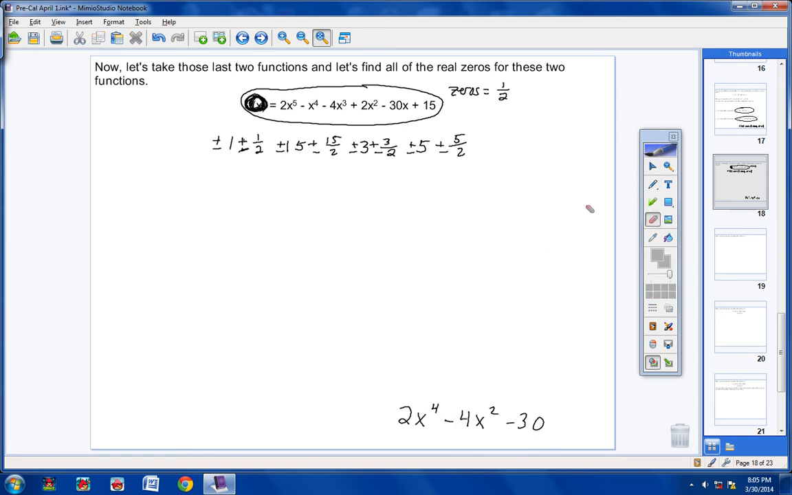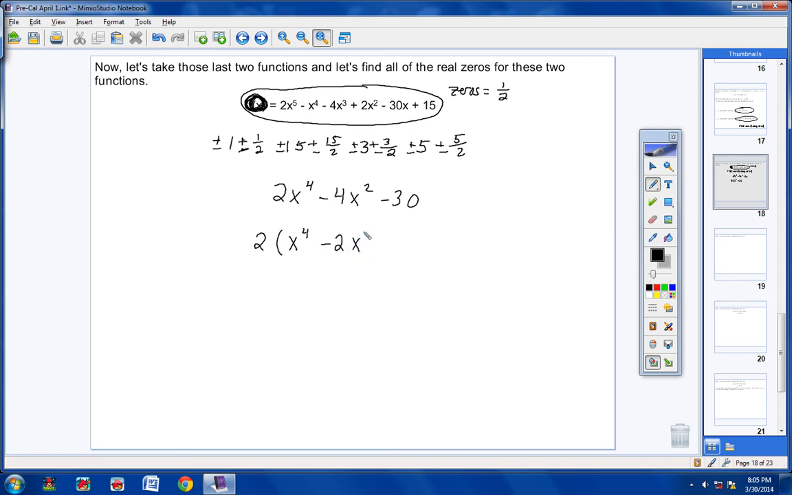Always try to factor first, so let's see if we can't factor this. Maybe we can. Maybe we can't. Let's find out. So, first of all, let's pull out what's common. Let's pull out a 2, and we're left with x to the 4th minus 2x squared minus 15. Let's check and make sure we're right. 2 times x to the 4th, 2x to the 4th, 2 times -2, -4, 2 times -15, -30. So we're left with a trinomial.